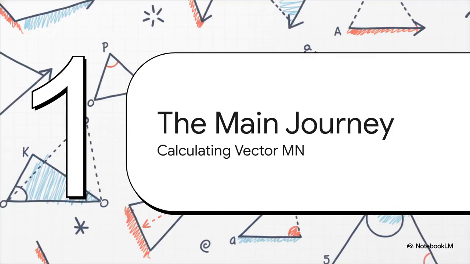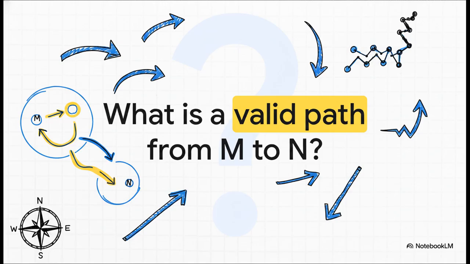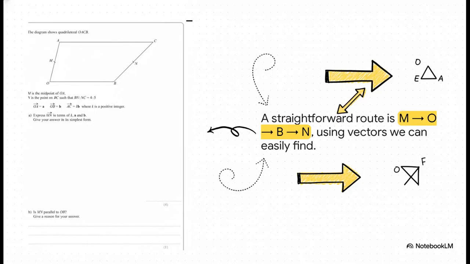Now that we have that essential piece, we're ready to tackle the main event for part A, calculating the vector all the way from M to N. So, same drill as before, we need a route from M to N using paths that we know. Take a look at the diagram. What do you think is a sensible journey to take? And you guessed it, heading back to the origin is a fantastic strategy again. One of the cleanest paths you can take is from M back to O, then all the way across to B, and finally up to N. This journey is great because it uses vectors we either know already or can figure out pretty easily.